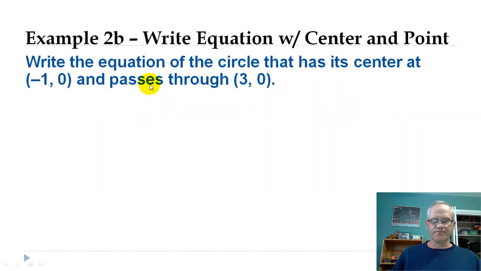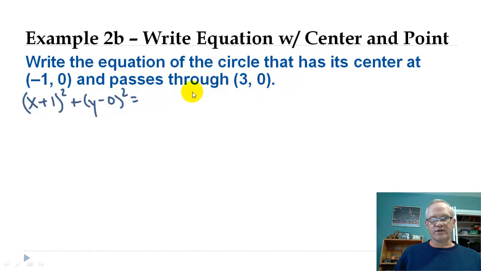All right, so let's look at this one. Here's the same thing. You have a center point, and it passes through another point. So let's fill in what we can right now. We've got x minus a -1, so it's going to be x plus 1. And then y minus 0 squared. We're going to say, I don't have a radius, I need a radius, and so let's do the distance formula between these 2 points.